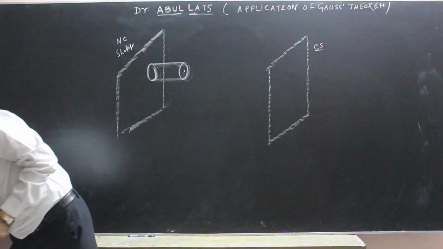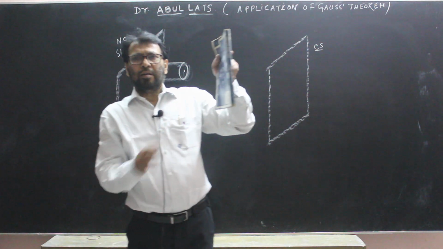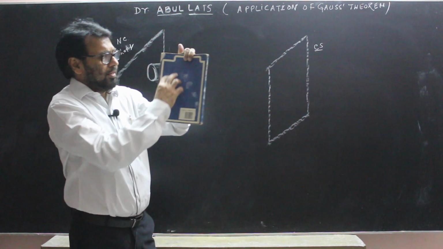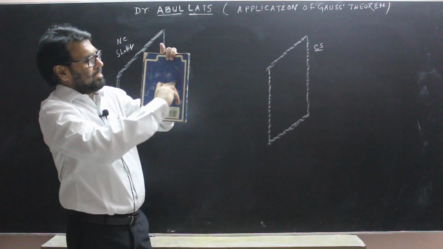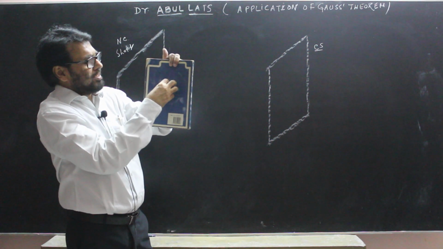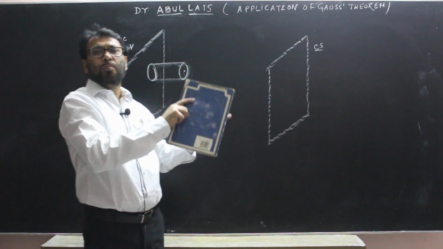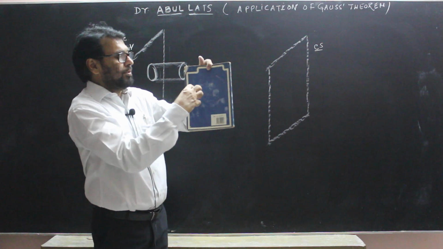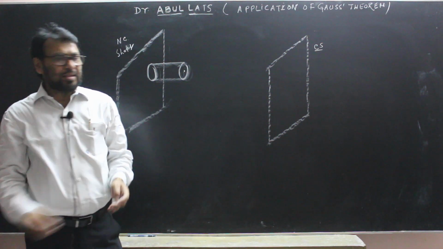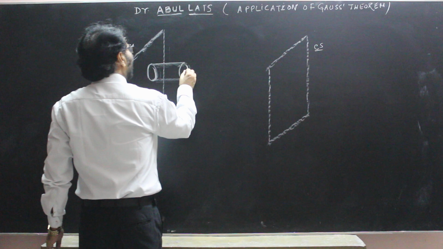If this is your infinite sheet, there is a cylinder. Half of the cylinder is this side and half is, of course, on the opposite side. It pierces into it. The cross-sectional area of the cylinder is, say, S.